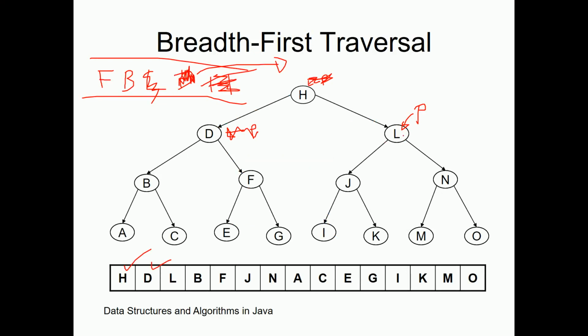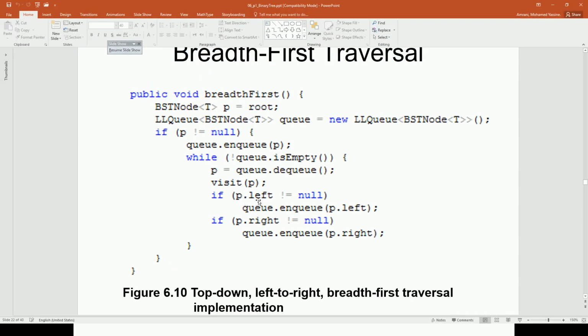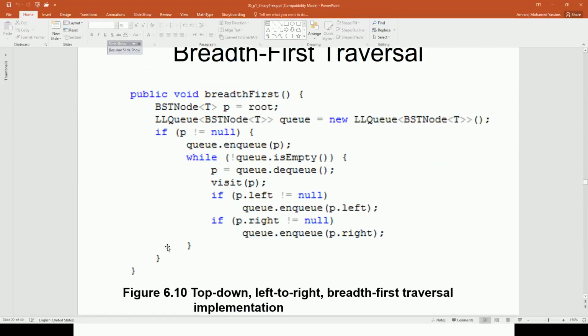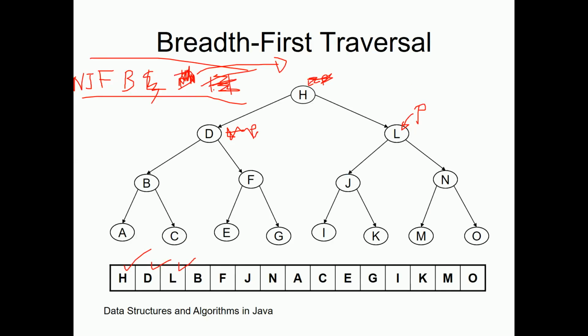Now this is the L, we visit it. Then we check if the left is not null, then we enqueue it. The left is not null, we enqueue it. So we're going to enqueue this J. The right is not null, we enqueue it. We enqueue this N. And then we just go up again. Is the queue empty? No. Then we're just going to dequeue and put it. Now P is going to be here.